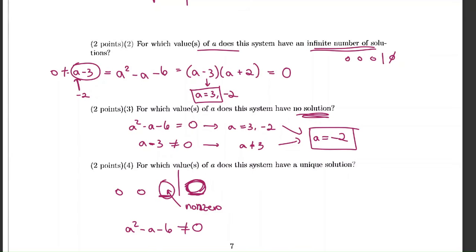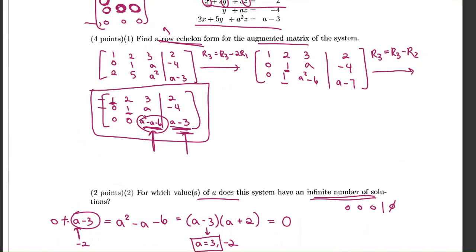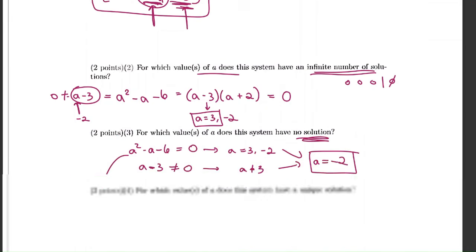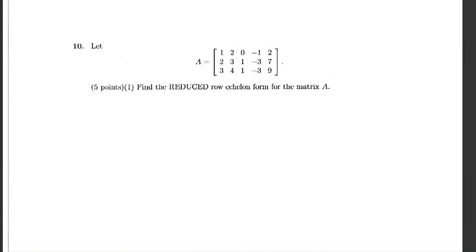Now we've already established that this equals 0 when a is equal to 3 or negative 2. So when a is not equal to 3 or negative 2, you're going to get a unique solution, because this term right here will be non-zero, and so we will be able to have a solution. Yeah, so those are our answers for 9.